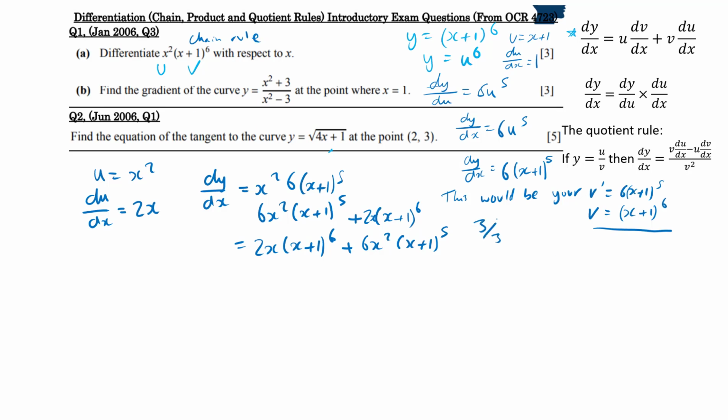Right. The second one. This B, because it's divided, we know we have to use the quotient rule. So I think you should just give that a go, and then that's another 3-mark question you can do.